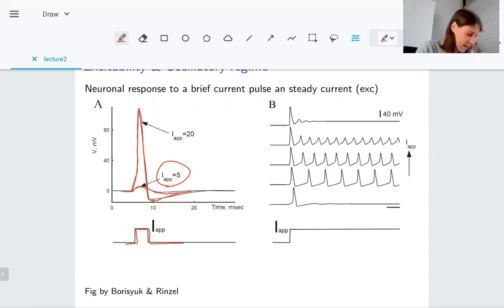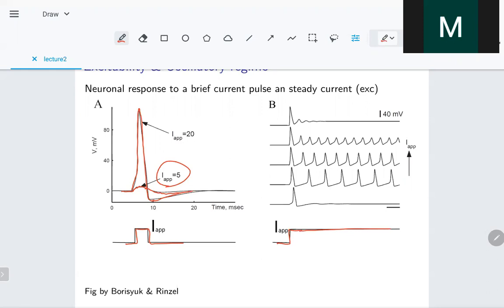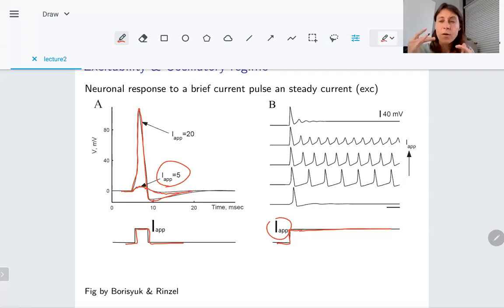Let's see what happens if instead of applying a step current, we apply a current and we keep it constant. So we don't bring it back to zero, but we keep this constant. We keep applying this current. And now let's increase the strength of the input, okay? So if this is low, what happens is that the system has this stable equilibrium, and basically it does this rapid, it does this long excursion, the action potential, and then relaxes back to the equilibrium.